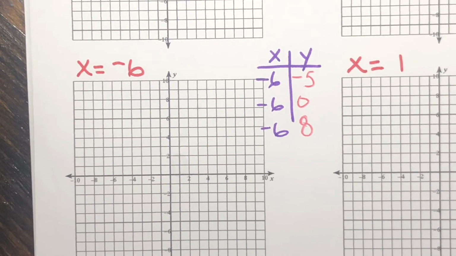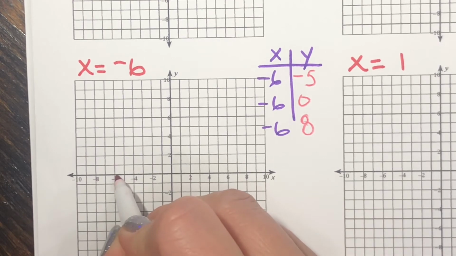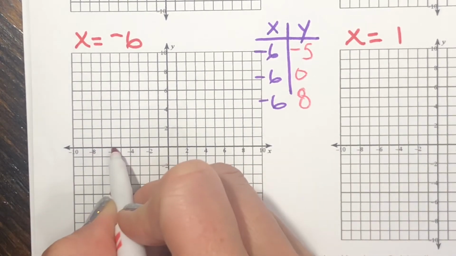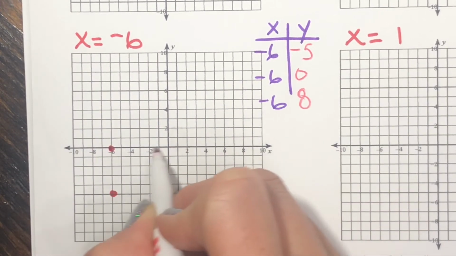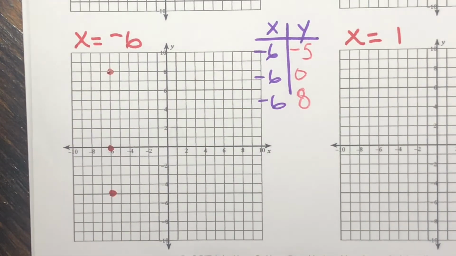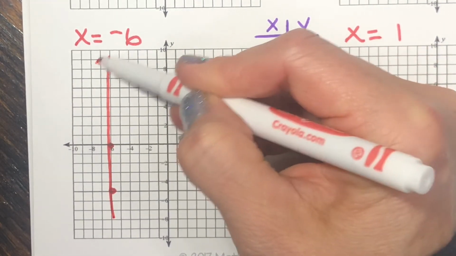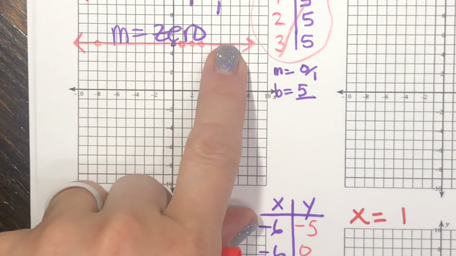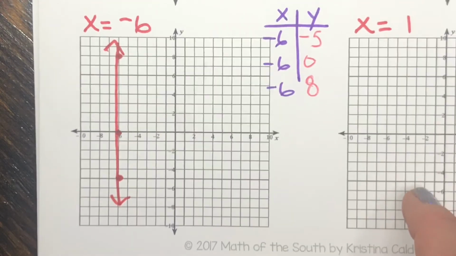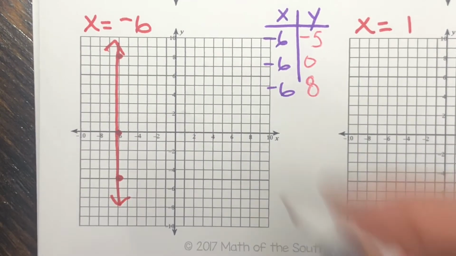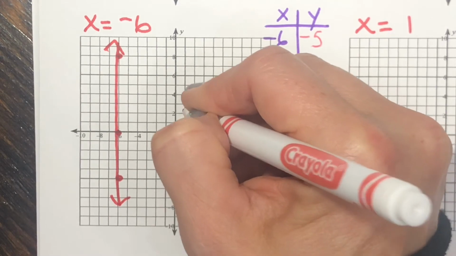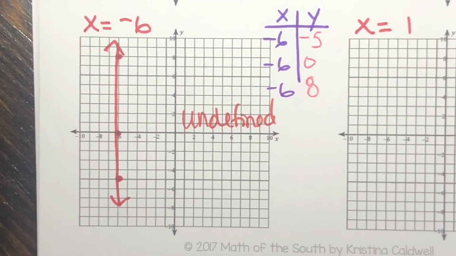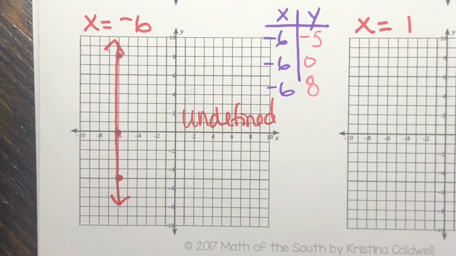Now watch what's going to happen. I'm going to graph -6, comma, -5, which is right here. Then I'm going to graph -6, comma, 0. Then I'm going to graph -6, comma, 8. And what happens is they all fall on one vertical line. Do you remember what we talked about the slope of a vertical line is? The slope of a vertical line doesn't exist. It's undefined.